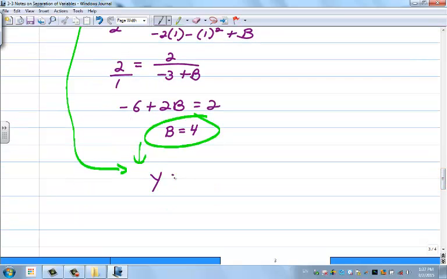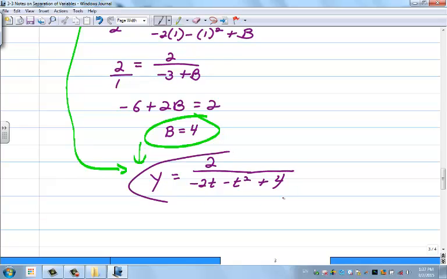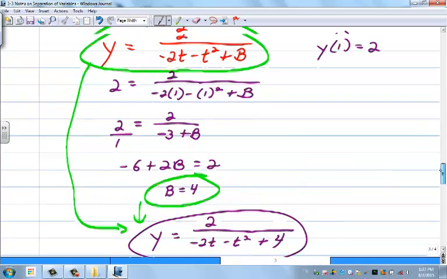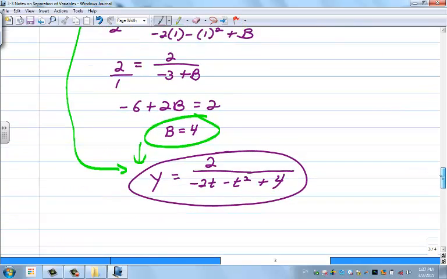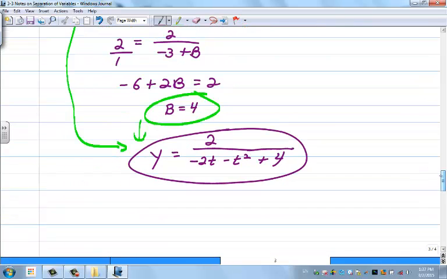Y is equal to 2 over negative 2t minus t squared plus 4. Now, a lot of kids ask me the following question. Well, you don't really have to get rid of that fraction. You could still solve it without getting rid of the complex fraction that we got rid of way up here when we multiplied top and bottom by 2. Well, yes, you can, but it's not the proper way to express an answer. If you can get rid of fractions inside of fractions, you should do so. Now, you will not receive full credit on problems where you don't.